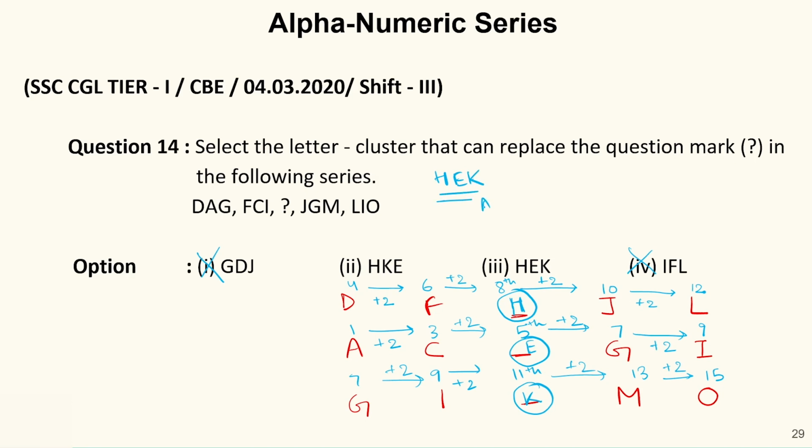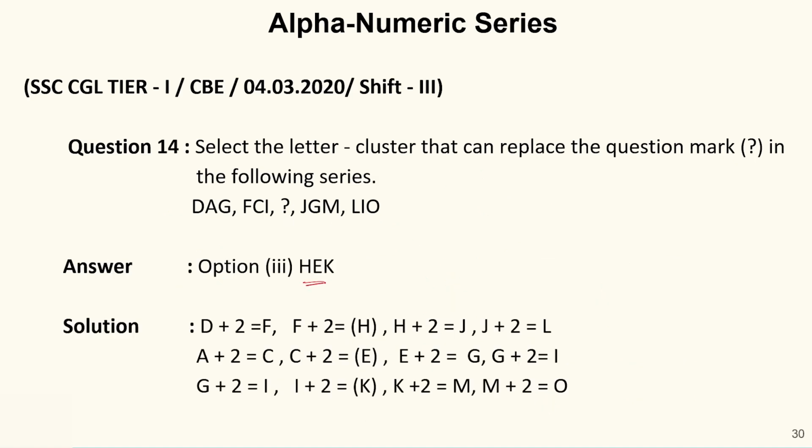This will be your answer, right? And HEK is in option number 3. So option number 3 is your answer. Again, whenever we get a question like this, treat it as 3 different series and it will be easier to find out. So here you can see HEK is the answer. We are moving 2 positions forward from the previous alphabet.